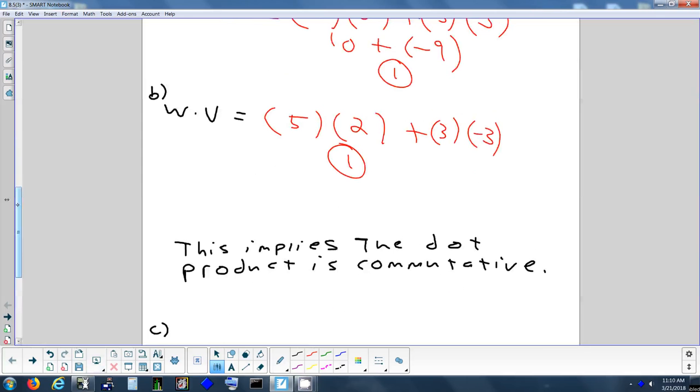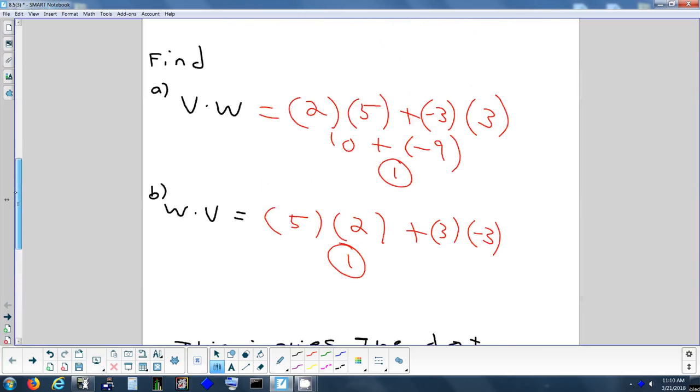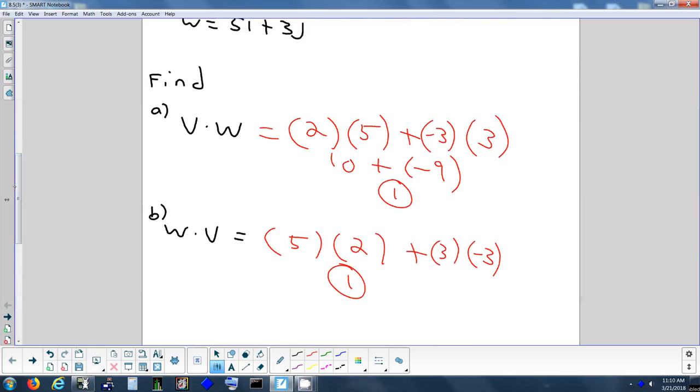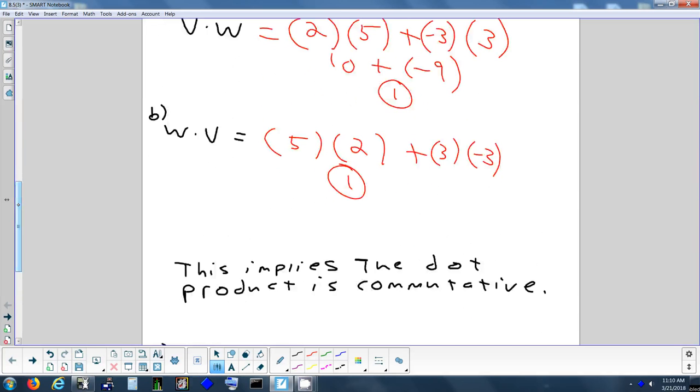So on the test, will we put commutative or will we put 1? I'm not sure what you're asking. So you need this one on the test? So these are calculations, like a numerical calculation. This is a fact about the dot product. I'm just telling you the dot product obeys the property of commutativity.